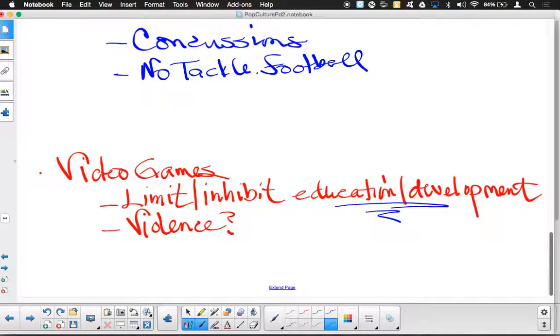You get arguments about hand-eye coordination, things of that nature. Do you have something else? Yeah, that's one of the arguments for video games, that they increase reaction time and critical thinking, and they improve critical thinking.